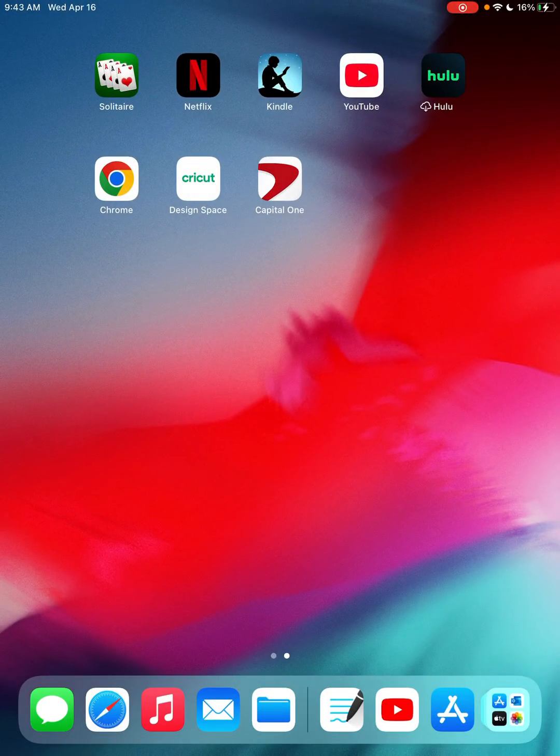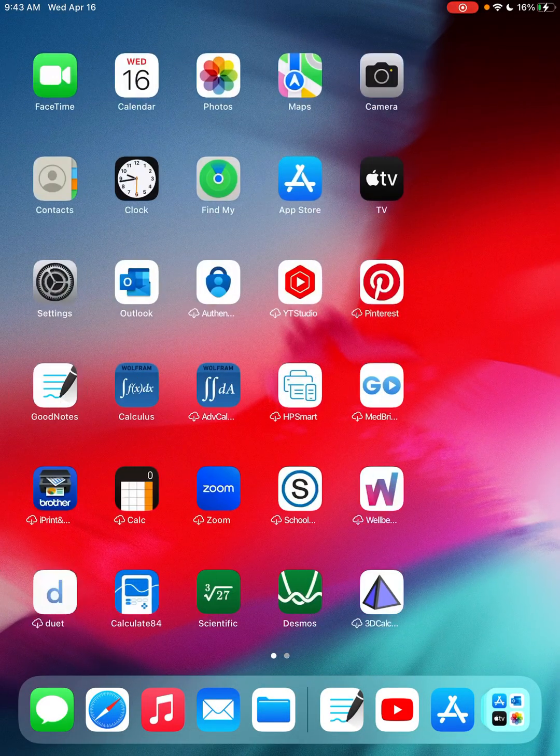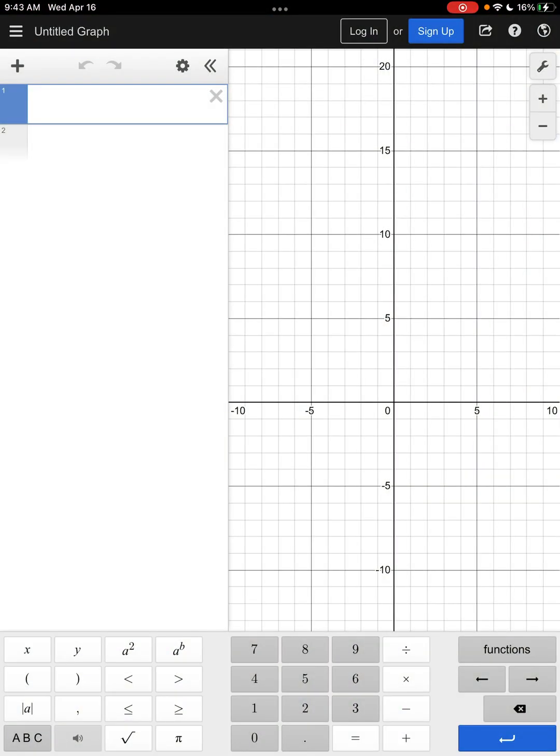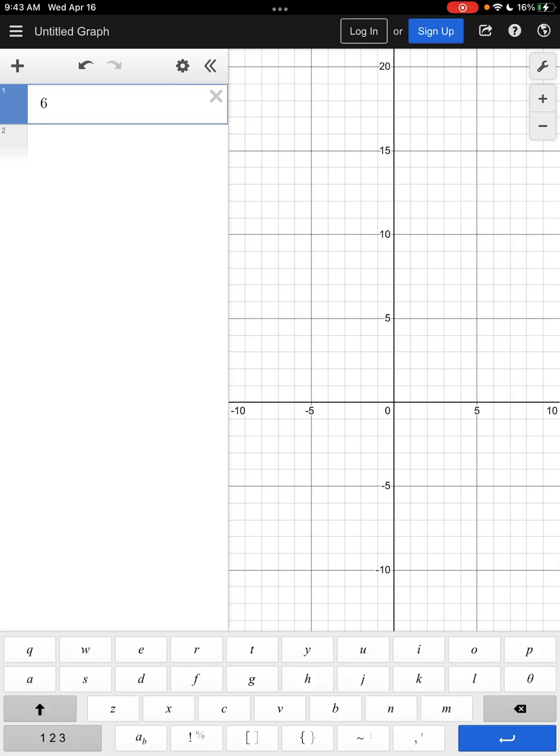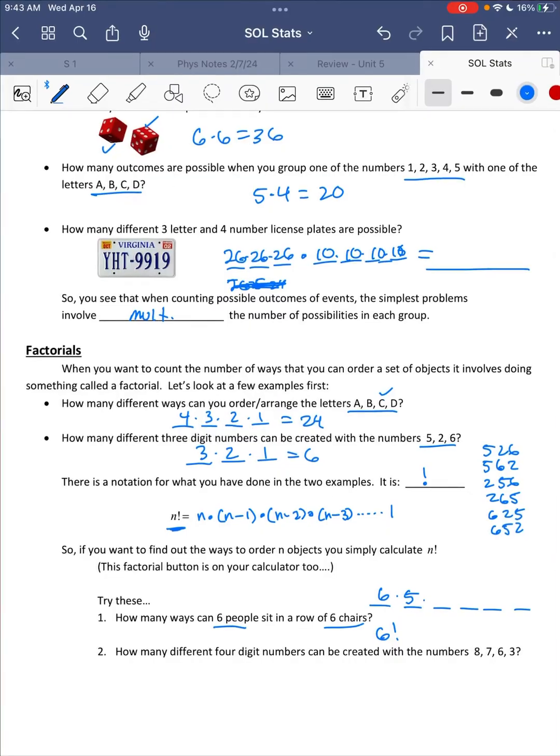And if you type this into your calculator, there's a way to put it in, but if you put it into Desmos, oh goodness. If you literally type 6 and then on ABC, find the exclamation point, there it is. So 720, okay? So 720 ways to put 6 people in 6 chairs.